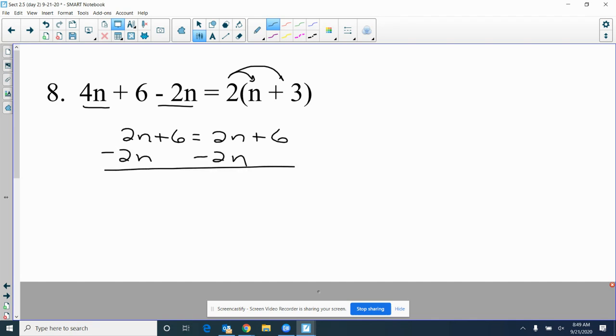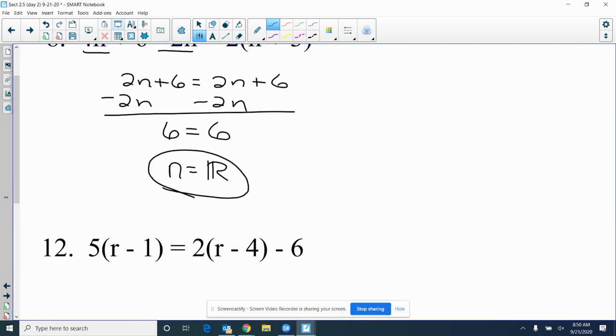From what I have right here, what should I write down? What do you guys have? 6 equals 6. This is one of those special cases, either no solution or all real numbers. You cannot leave this as your answer. So what you do is say, 6 equals 6, that's true. That means it is all real numbers.